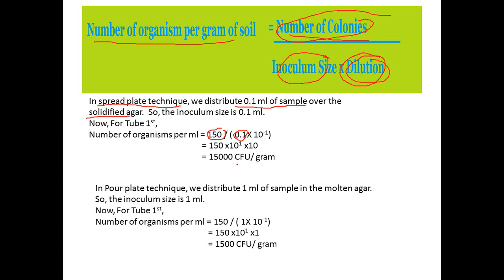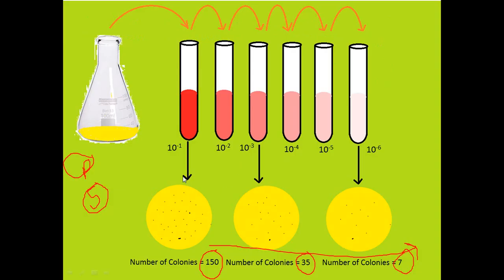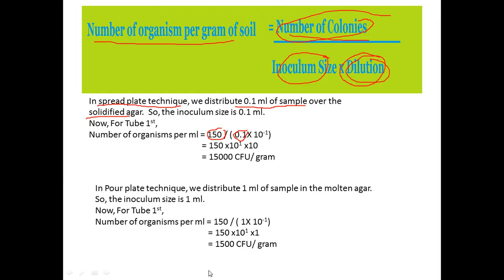You can see you have taken the first test tube, where the dilution is 10 to the power minus 1 and the number of colonies is 150. So after calculation you will get 15,000 CFU per gram.